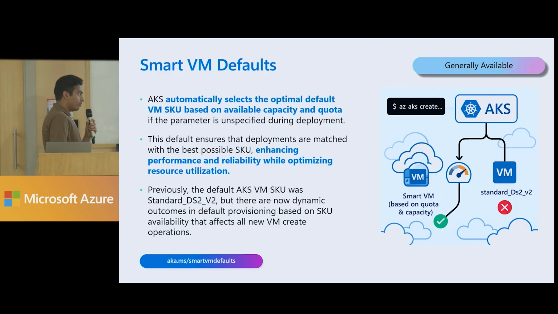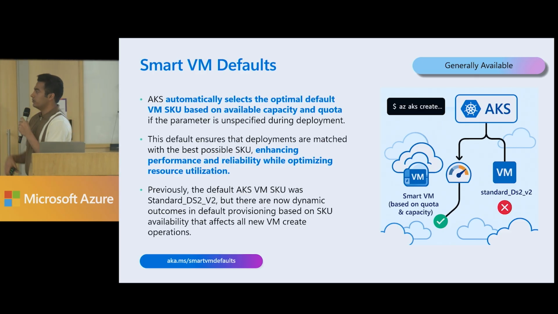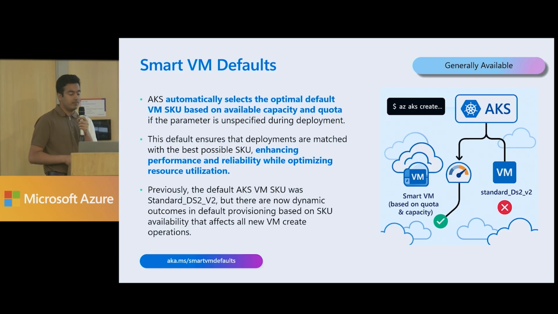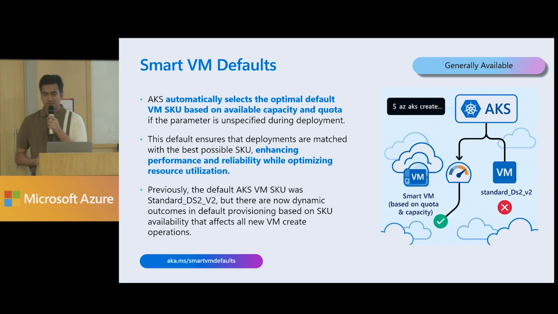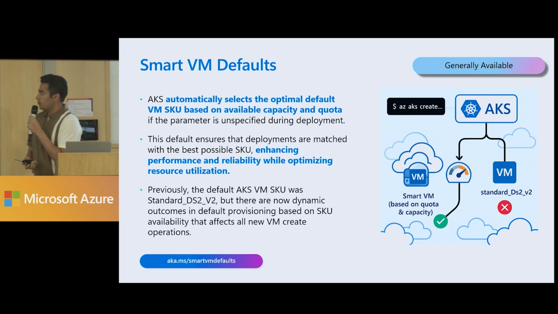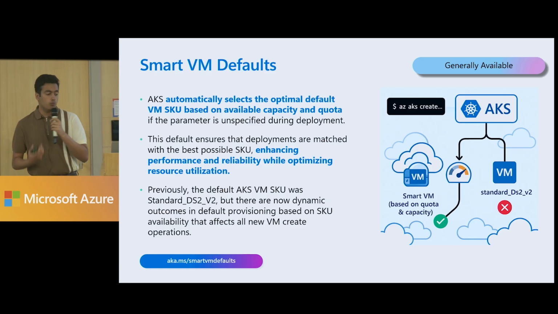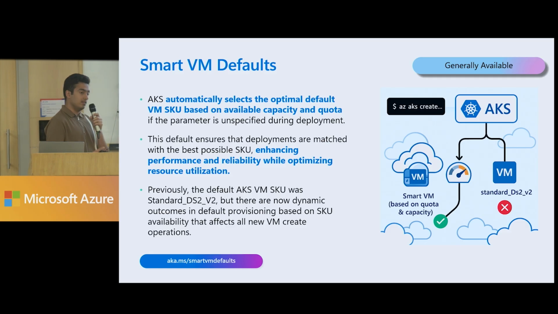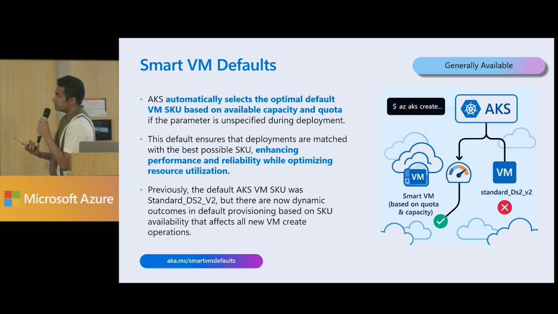Now, some customers might not want to deal with any of this. They might just say, I want to deploy an AKS cluster, give me whatever compute you have available. And typically, when a customer would do that, we would give them the default SKU of DS2 V2. However, recently we made a smart VM default, where if you do not specify what SKU you want in your default node pool, we will look at the quota available in your subscription and the capacity available in the given region to see which node SKU to give you. So this reduces the chances of provision failures when you're deploying a new cluster.